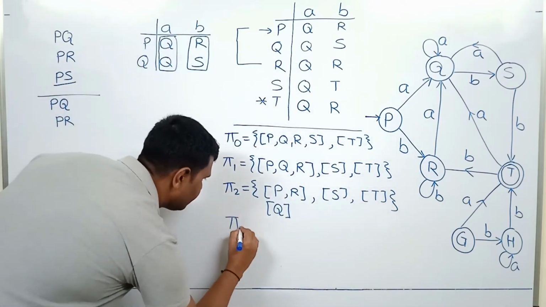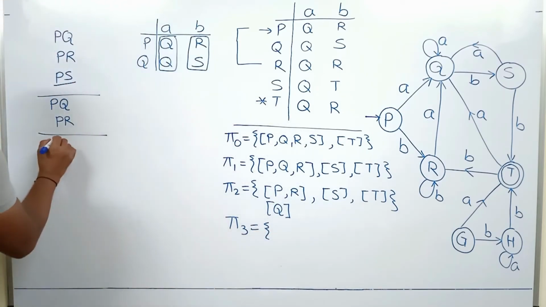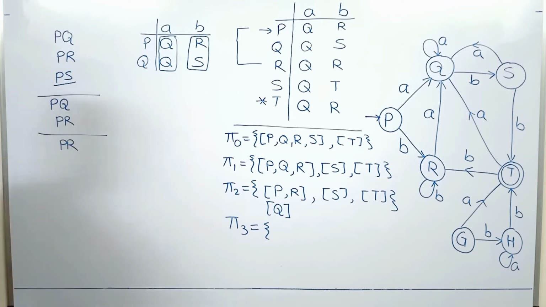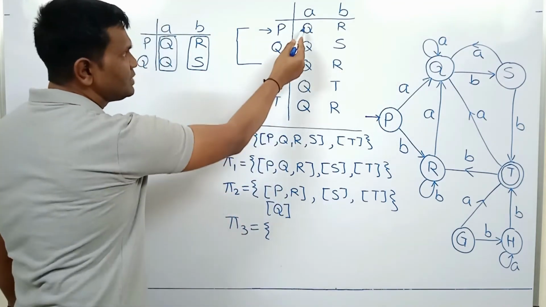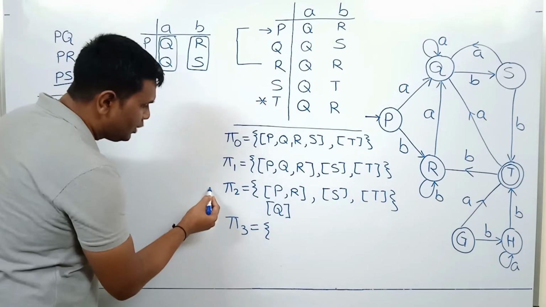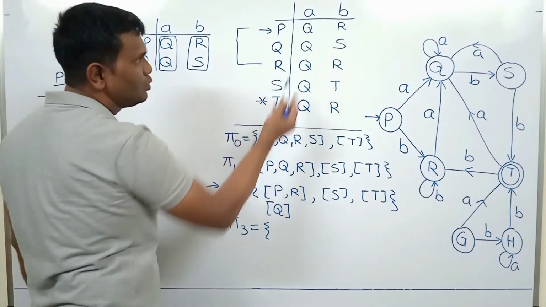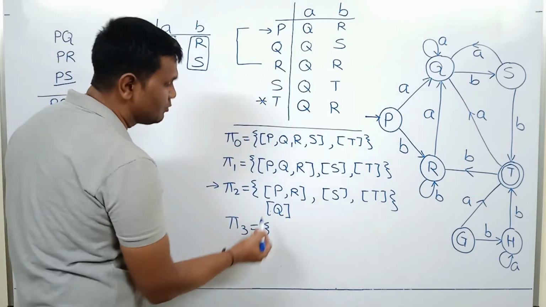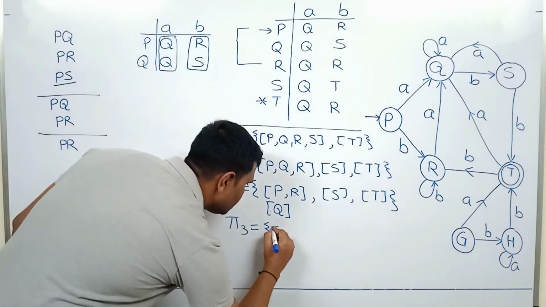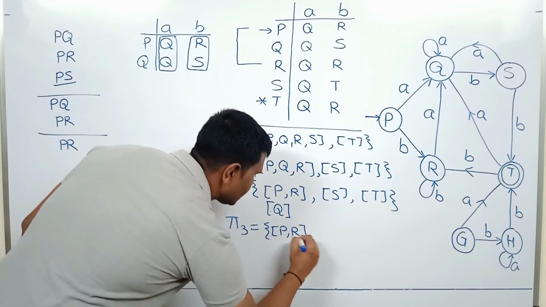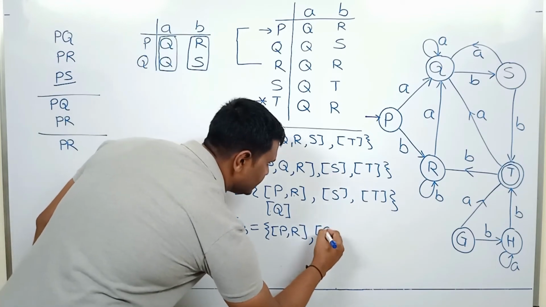Now calculate three equivalent. Now we are checking three equivalent for P and R. Again, for Q and Q, we have to check whether they are in the same group in two equivalent. While calculating three equivalent, check the groups in two equivalent. Q and Q, same state, must be in the same group. R and R, same state, must be in the same group. So P and R, they are three equivalent, and we have to copy the remaining groups. They contain only one state each.